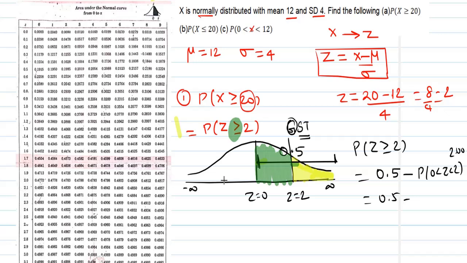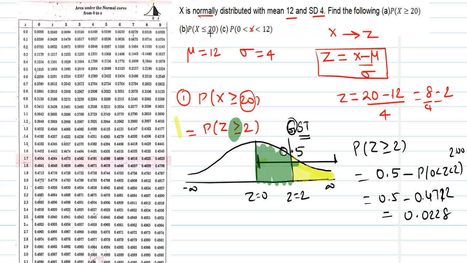2.0 and 0. So it is going to be 0.4772. So when you subtract this, what will happen? Answer is 0.0228. So the value for z greater than or equal to 2 is 0.0228.